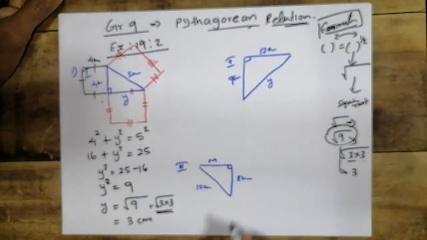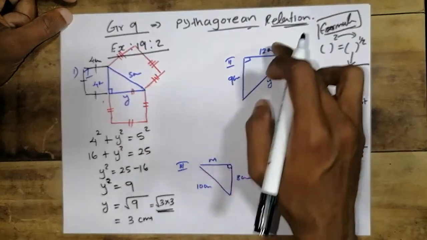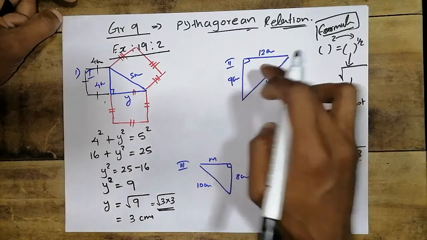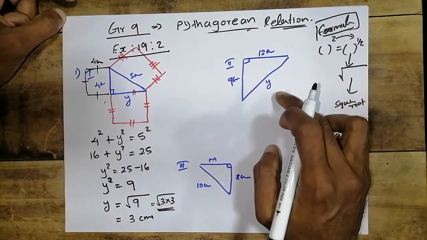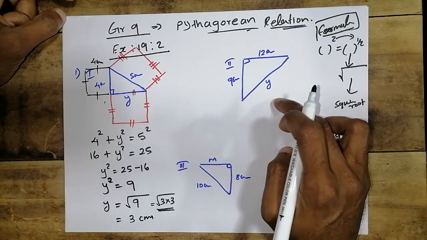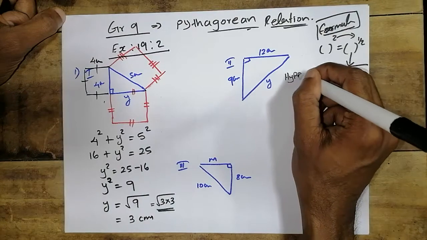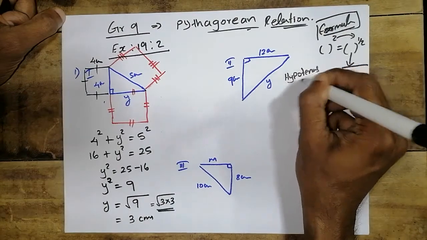Okay, so let's go to the second question. Like the first question, we have two sides creating the right angle. The opposite side of the right angle here is given as an algebraic term. So in the second question, we need to find the hypotenuse.